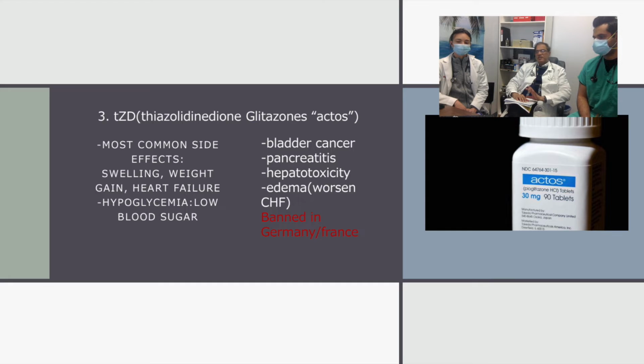The main contraindication is those who have alcoholic gastritis, alcoholic hepatitis, those who are having pancreatitis or something. We should be very much aware of this condition. Even somebody has fatty liver, we should not prescribe this medication. Pancreatitis gets worse and hepatotoxicity gets worse, and if somebody has already CHF, obviously the retention of water and salts and weight gain will make it worse. That's why this drug is banned in Germany and France, so we have to be careful in prescribing these medications.